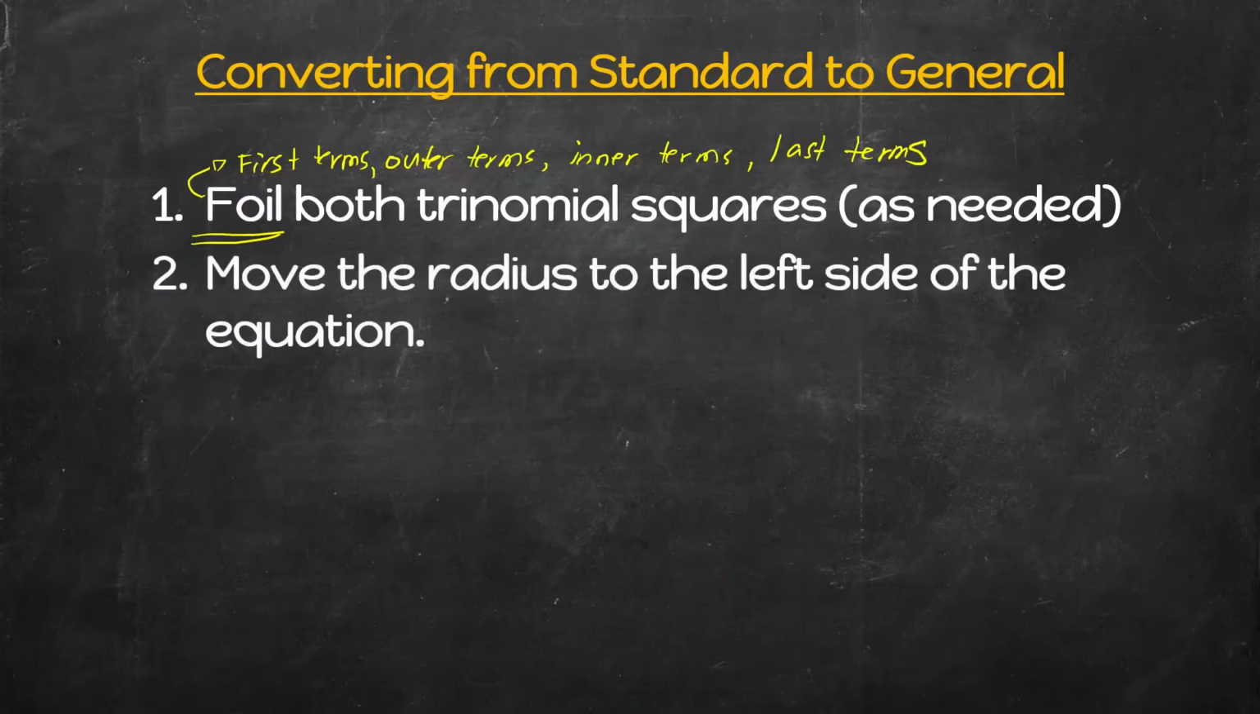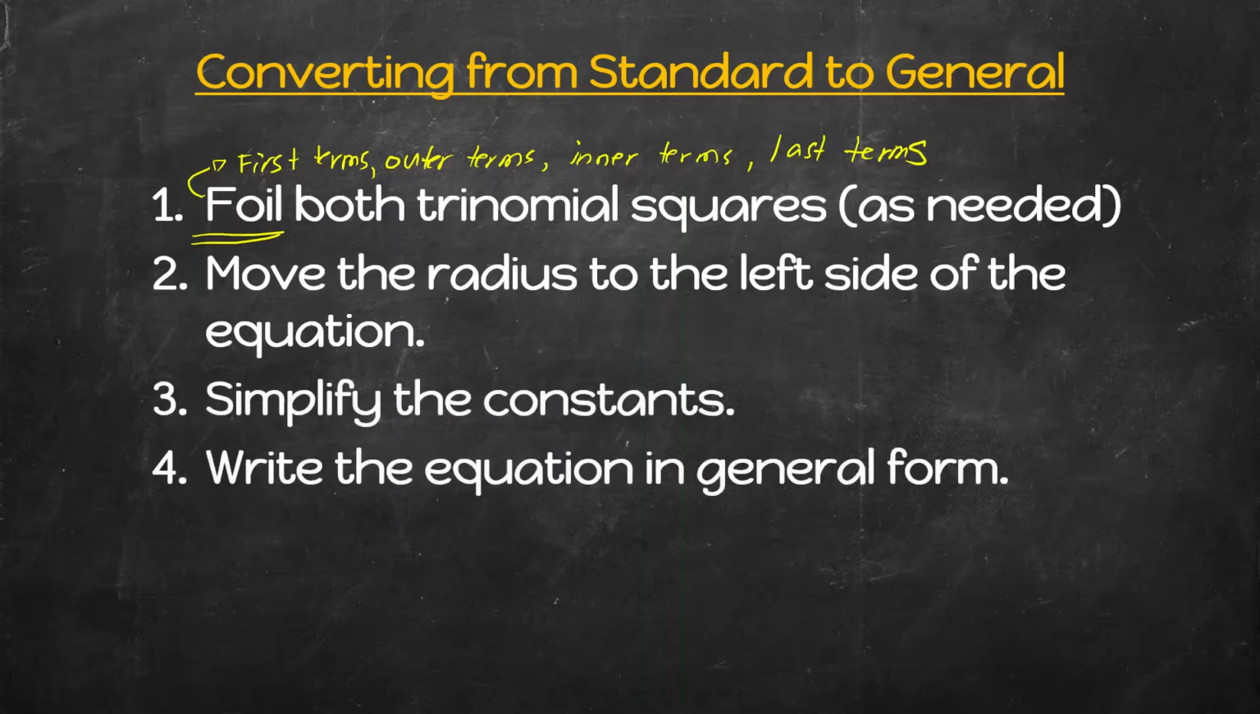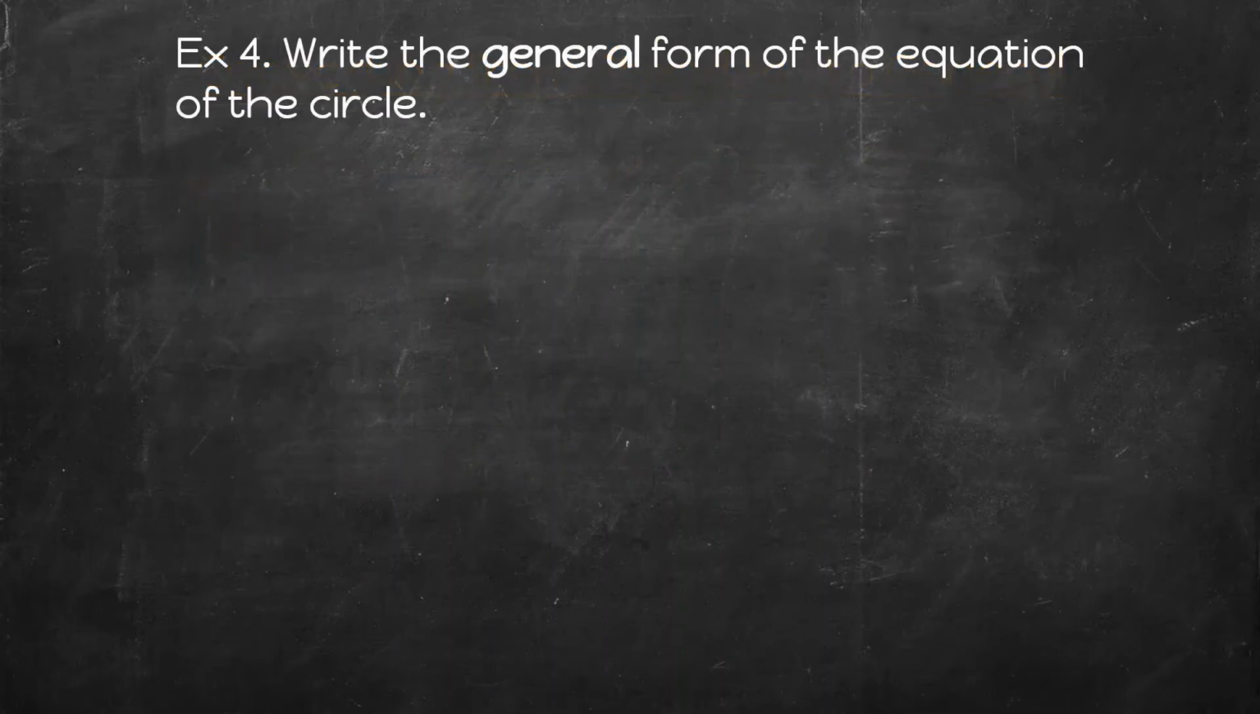Next, move the radius to the left side of the equation. Ilalagay natin si radius to the left side, kasi nga, i-equate lang natin siya into 0. Simplify natin yung constant and then write the equation in general form. Ayan, para mas maintindihan nyo ng maigi, let's have an example.